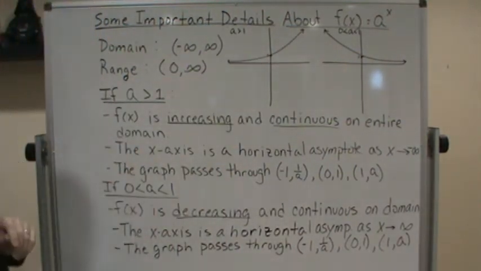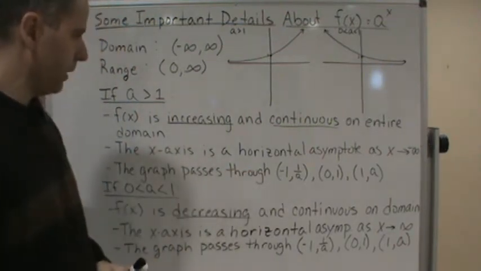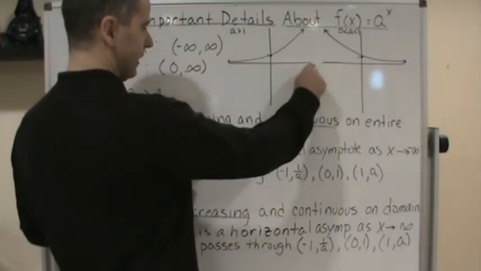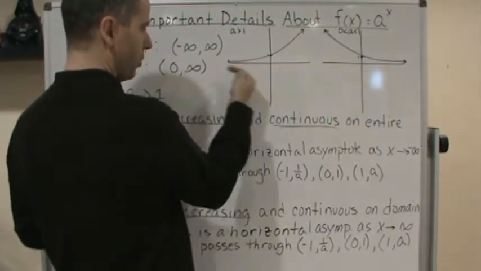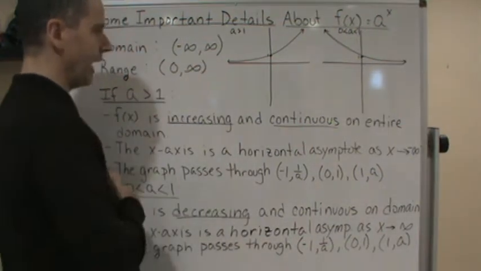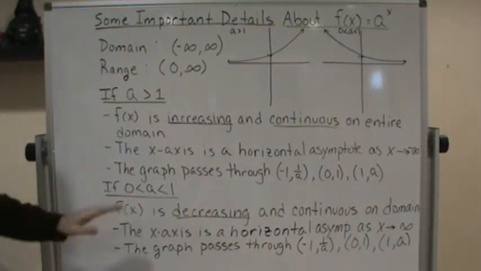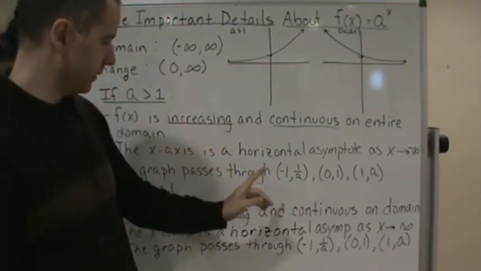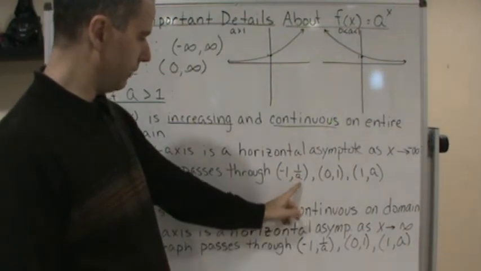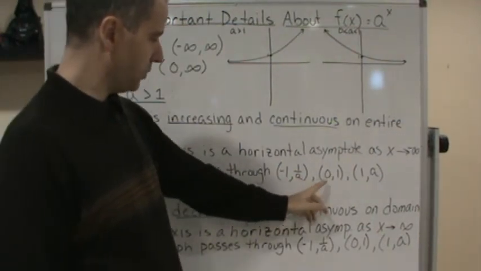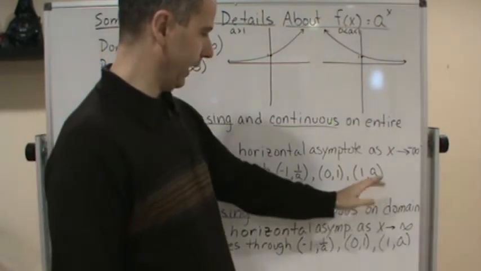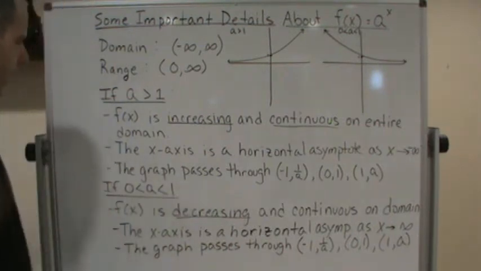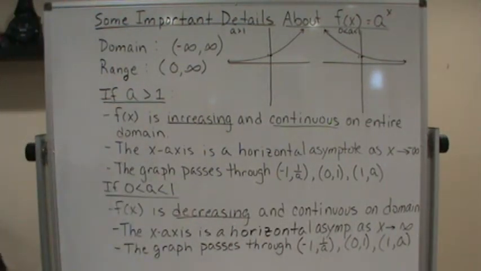The x-axis is a horizontal asymptote as x approaches negative infinity. So it is a horizontal asymptote as you go to negative infinity on the x-axis. And the graph always passes through these 3 points: (-1, 1/a), (0, 1), and (1, a). It will always go through those 3 points, and that's if a is greater than 1.